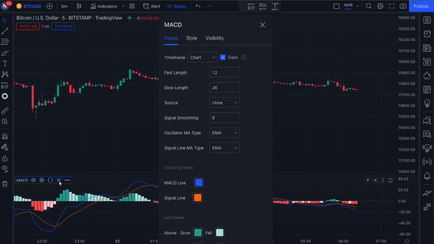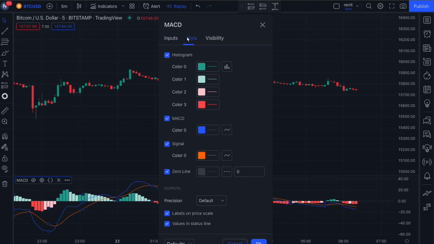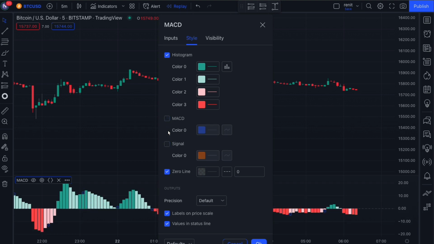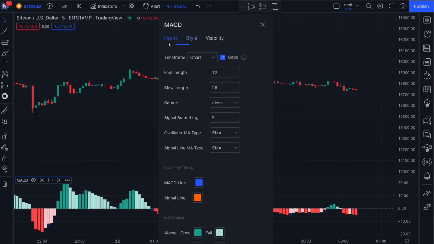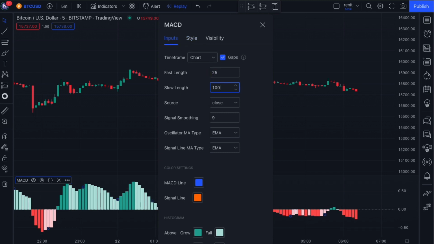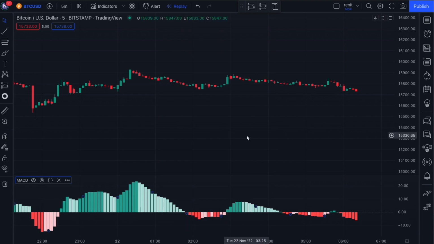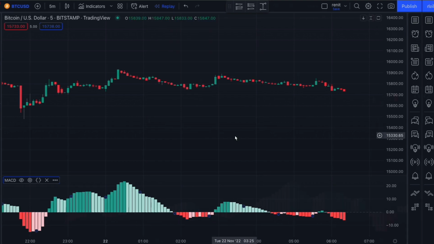So click on its settings icon, and once you're there, navigate to the style section. Now let's disable the MACD and signal lines because we won't be using them in this strategy. Then move to the inputs tab and change the fast length to 25 and the slow length to 100. Alright, that's it. Now here is how we will be reading and using this indicator.